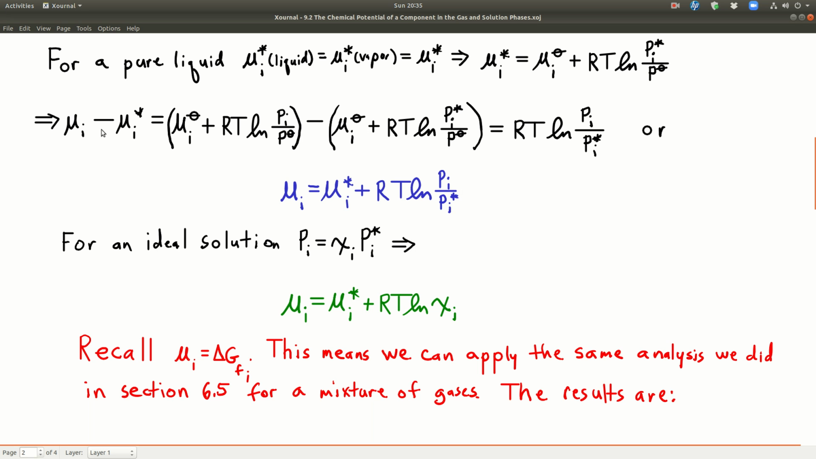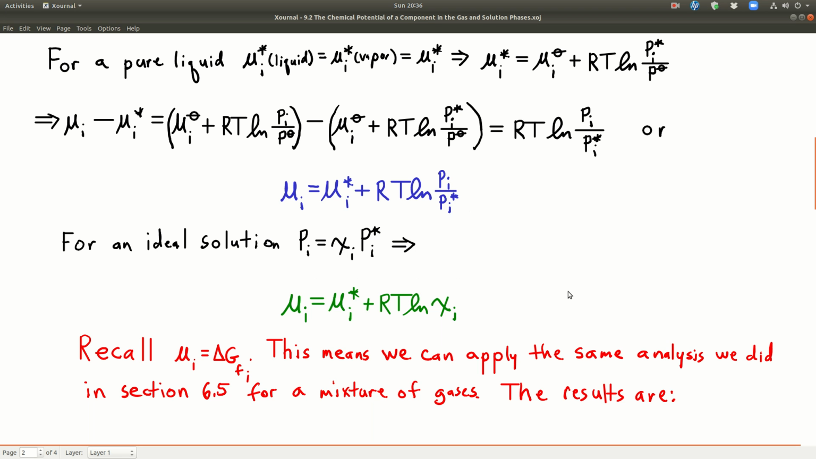Rearranging this a little bit by bringing over the mu sub I star to the right-hand side, we get this equation here. This says that the chemical potential of component I in a solution is equal to the chemical potential of that component when it's pure plus RT ln of the partial pressure of that component over the partial pressure when it is pure. But for an ideal solution, which is what we're talking about at the moment, we know elsewhere the partial pressure is equal to the mole fraction times the partial pressure of the pure substance. Rearranging this a little bit, solving for the mole fraction, we can replace this with the mole fraction. We get this equation right here.